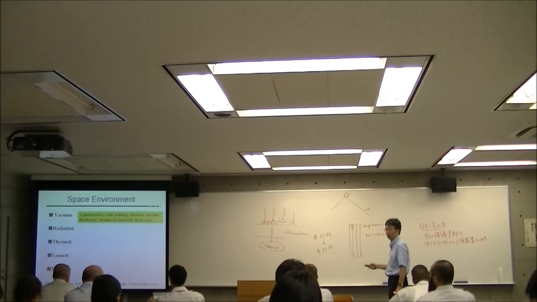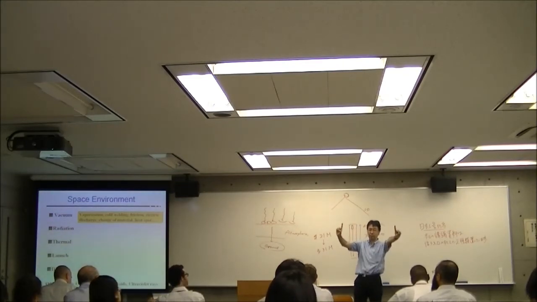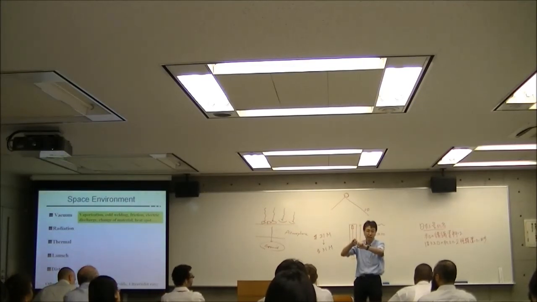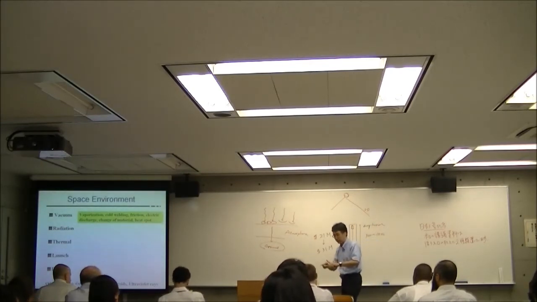Also, cold welding will occur. Cold welding is a very, very dangerous phenomenon. Say this is one metal and this is another metal of the same material. On the ground, the surface is usually oxidized, so if you put them together like this, they do not stick. But in space, the oxidized surface is removed, and then they can stick together. It is very, very strong sticking. Once it sticks like this, it will not be separated. For example, some valve or some motor may have this kind of failure, and sometimes it will not move. This is called cold welding.